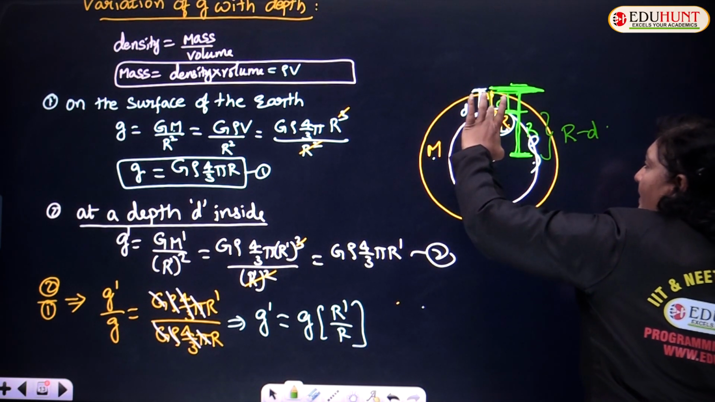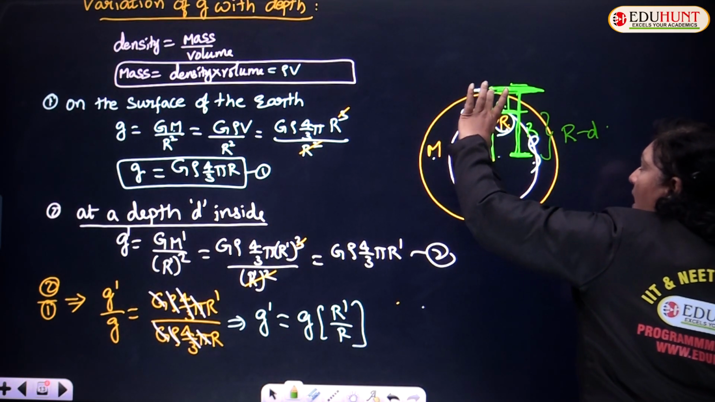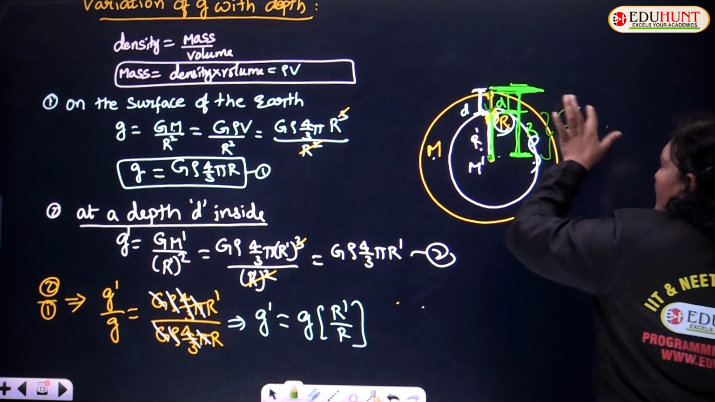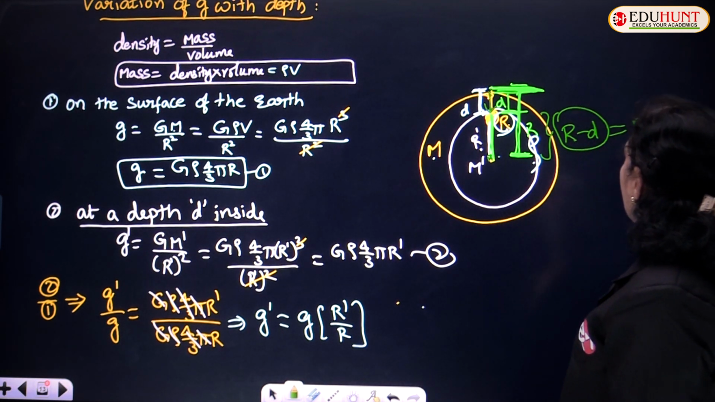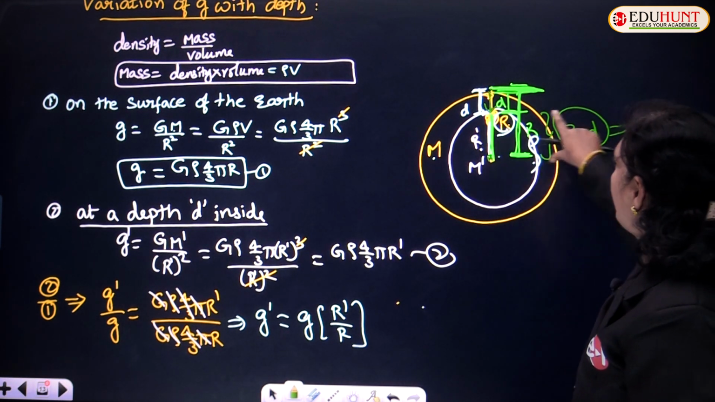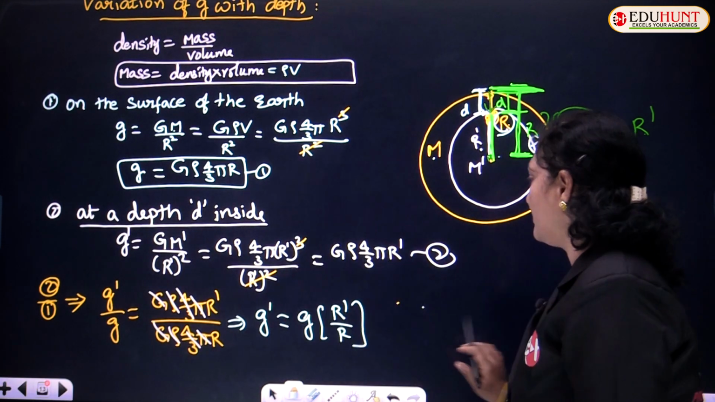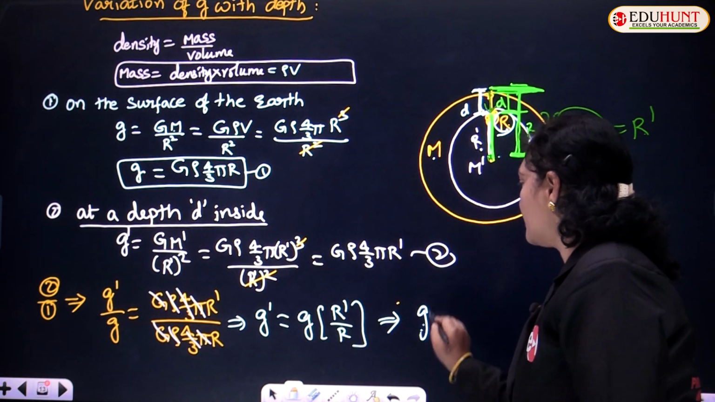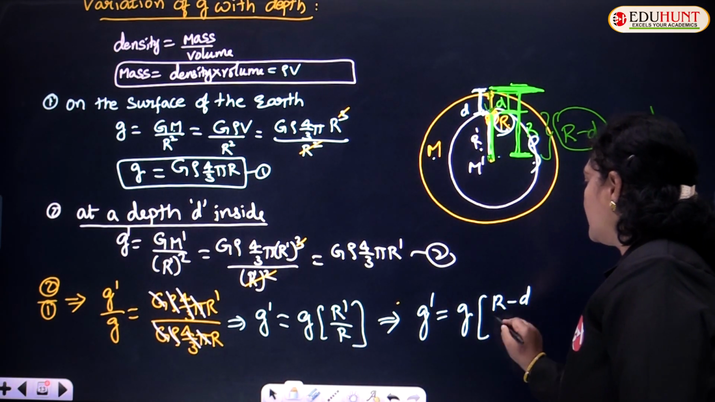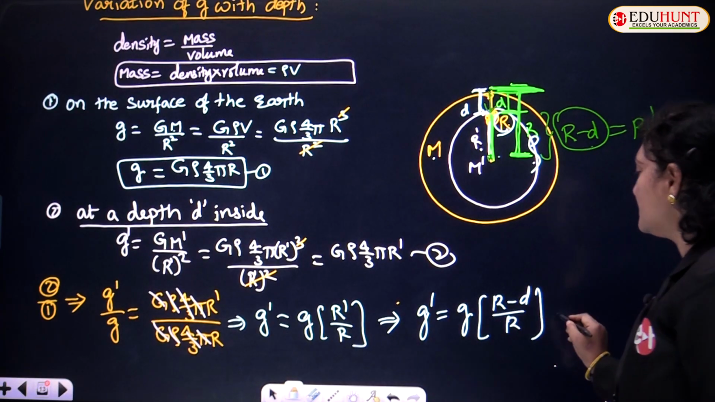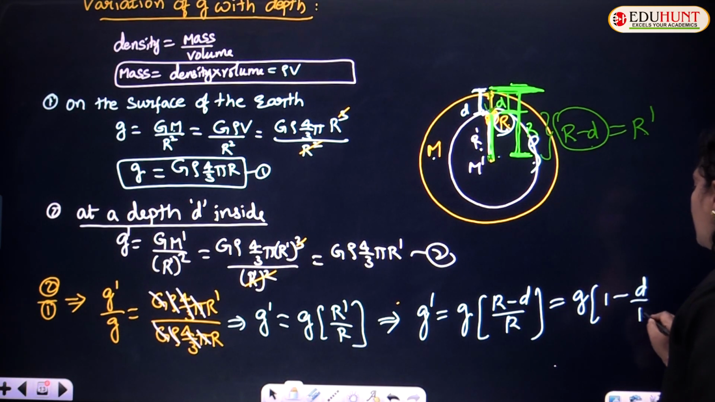As you have gone deeper by D inside, the only portion left over is R minus D. That is, how much is that? R minus D. This is nothing but the new distance R dash. Therefore, R dash is equal to R minus D. So, substituting above, we have G dash is equal to G times of R minus D by R. As R is common to both, it can be written as G times of 1 minus D by R.